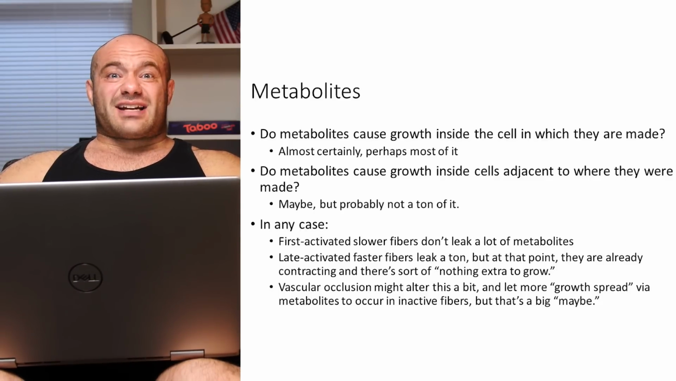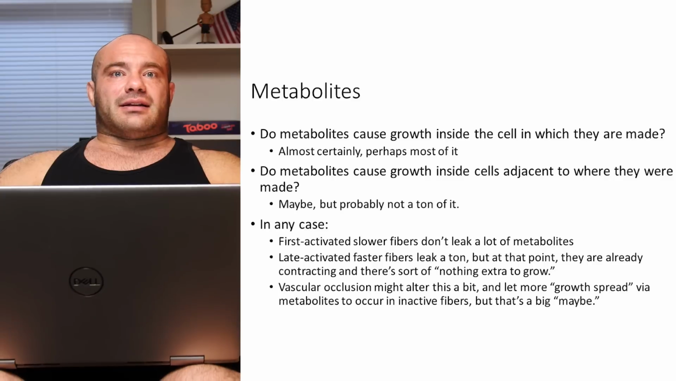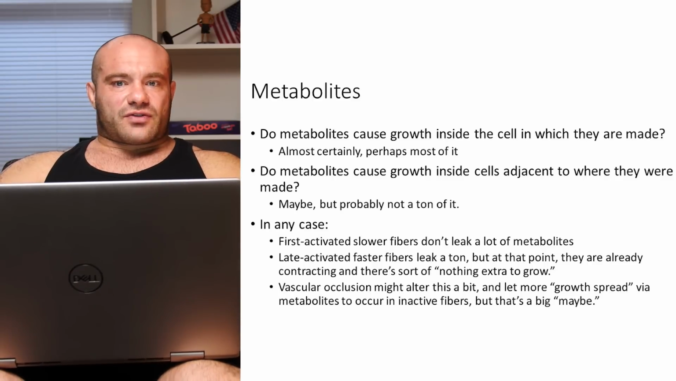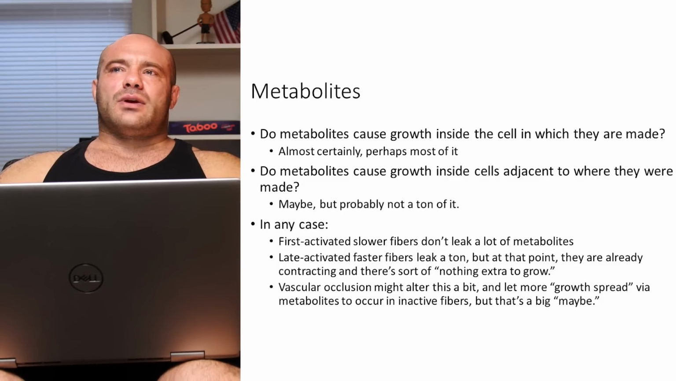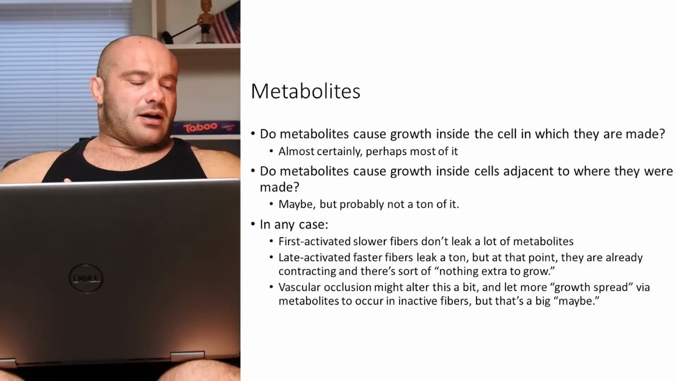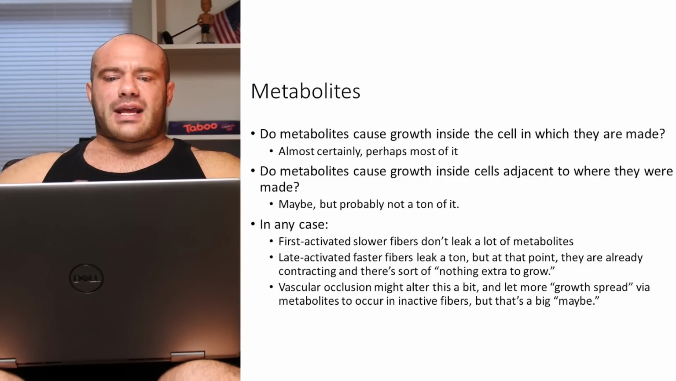So until you start activating faster twitch fibers, the metabolite leakage is not a really big deal. And the good news is that the later activating faster twitch fibers, they do leak a ton of metabolites, very likely, but at that point, they're already contracting. So what is it that we're trying to contract further, or what is it that we're trying to grow muscle with further? For example, let's say we have the 3 biggest fibers in our biceps or something like that, and the least big of the fibers starts to really leak some lactic acid, and it leaks into the other fibers and starts to cause them to grow.